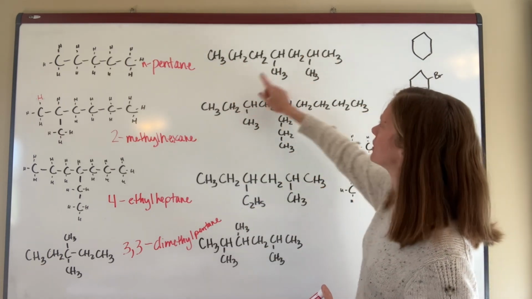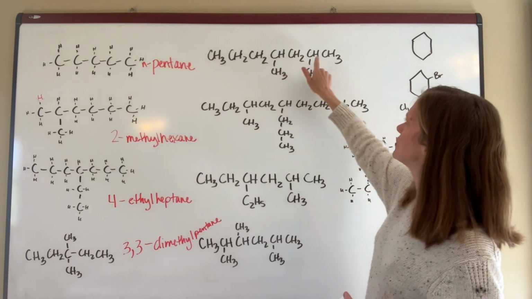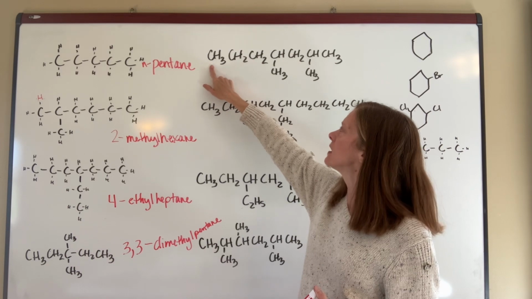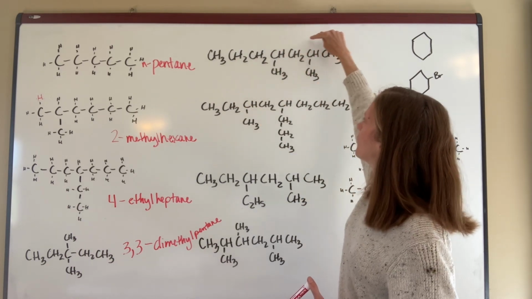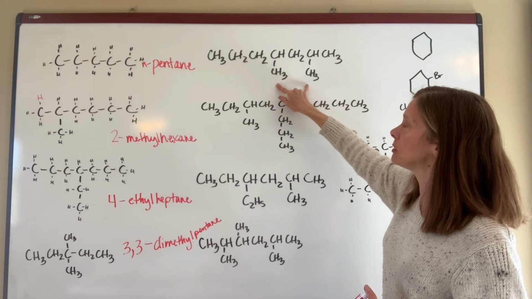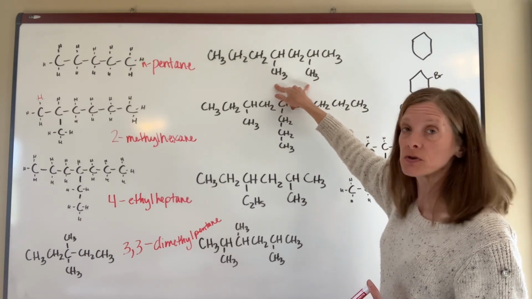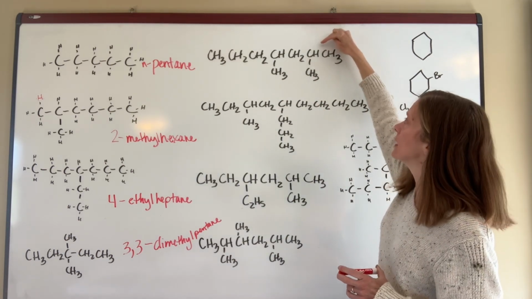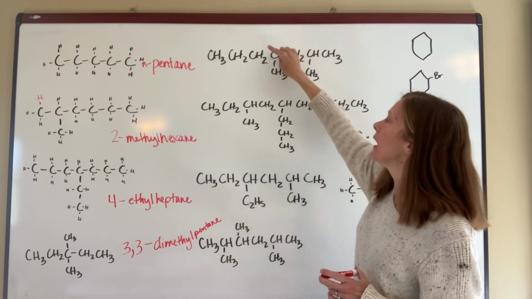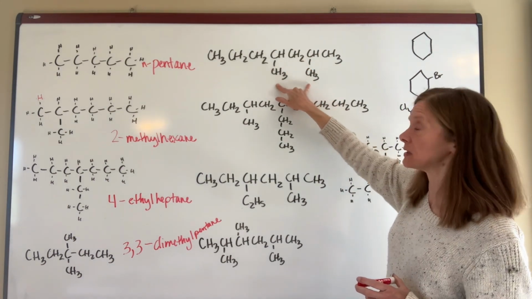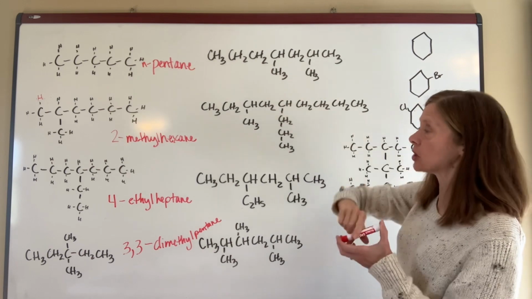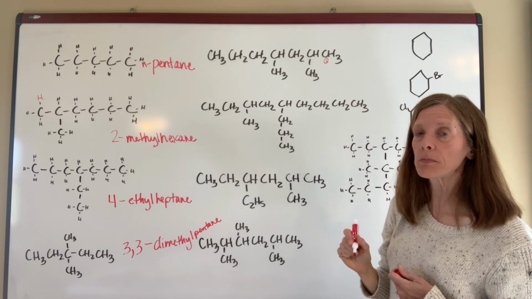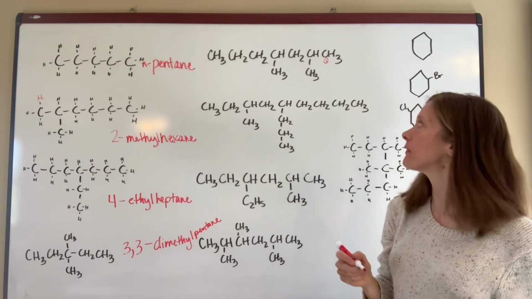So if I look at my longest chain, 1, 2, 3, 4, 5, 6, 7, I've got 7 in a chain. Now if I number it from this end, 1, 2, 3, 4, 5, 6, my methyl groups are going to be hanging off of a number 4 and a number 6 carbon. But if I number it from the opposite end, it's going to be a number 2 and a number 4. So I would have to make this one down here my number 1 carbon so that my alkyl groups hanging off have the lowest possible numbers.